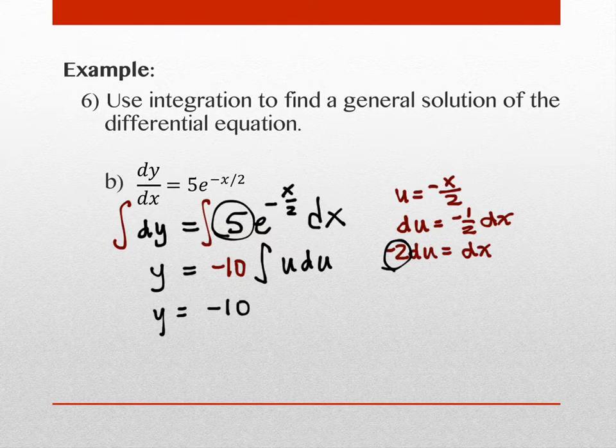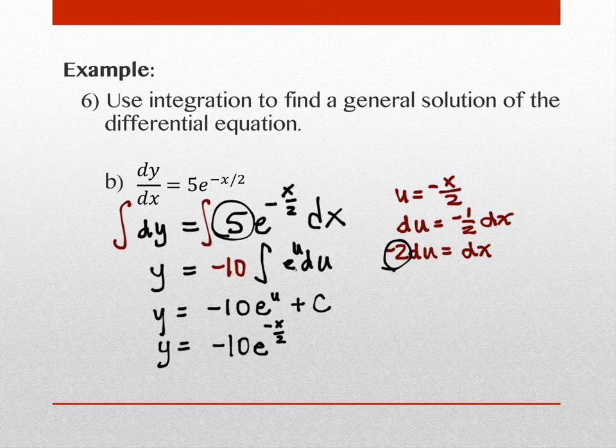So here's negative 10. What's the antiderivative of u? I'm sorry, e to the u is what I meant to write. Thank you. Went too fast. E to the u. What's the antiderivative of e to the u? E to the u. We need a plus c here. So this is negative 10 e to the negative x over 2 plus c.